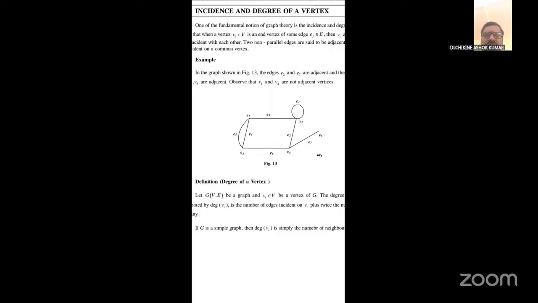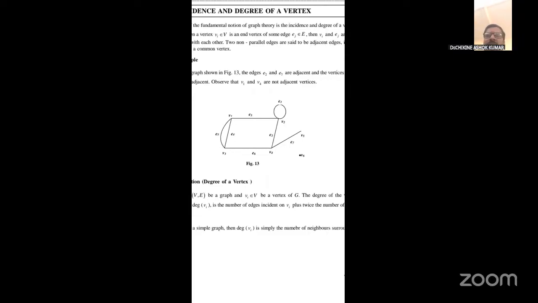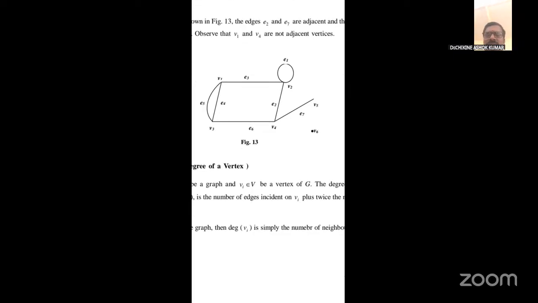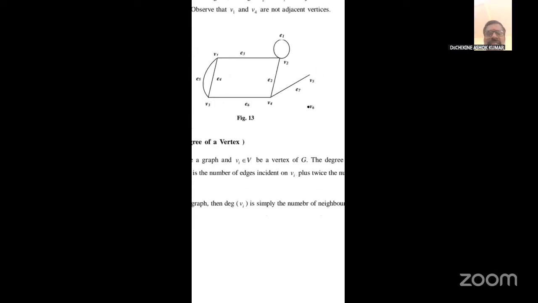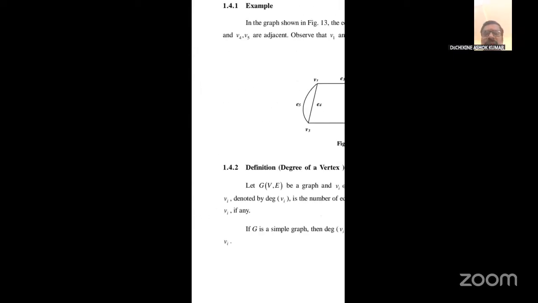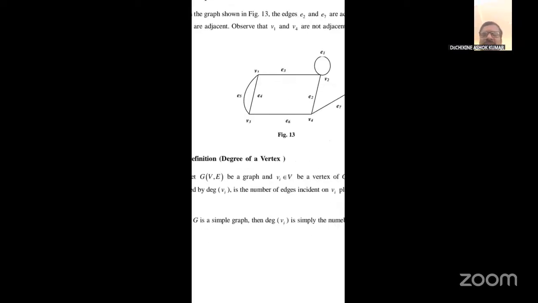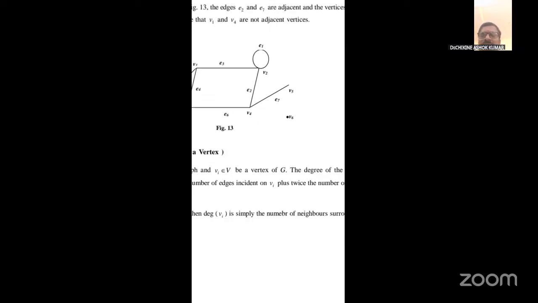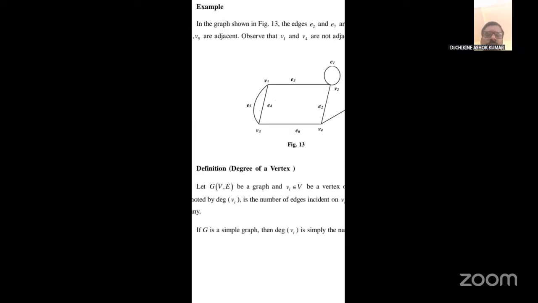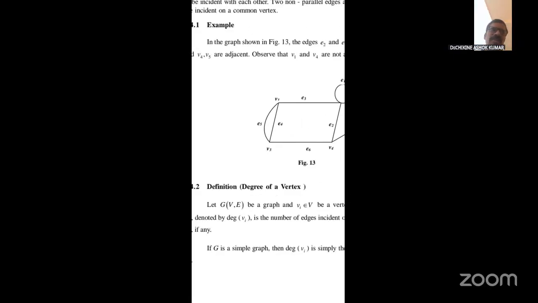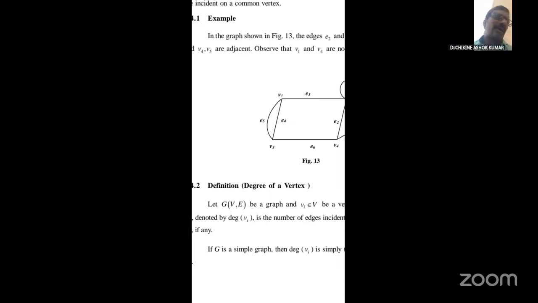and Vi belongs to V, that is, any one of the vertices Vi belongs to V, be a vertex of G. The degree of the vertex Vi, denoted by D of Vi, is the number of edges incident on Vi plus twice the number of loops at Vi, if any. With this figure, I will explain the meaning of degree of a vertex.